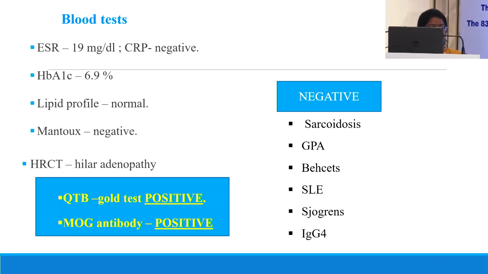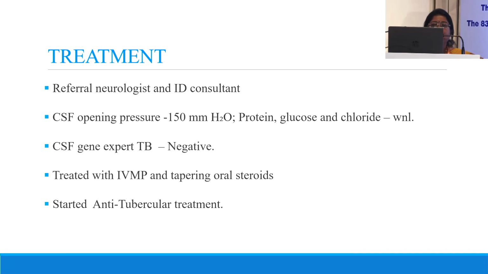So we involved an infectious disease consultant and a neurologist. We went ahead with a CSF. The pressure was normal, the analysis was normal. Her GeneXpert on CSF was negative, as usual. She was treated with intravenous steroids and tapering steroids along with a course of antitubercular treatment. So we don't have a choice.